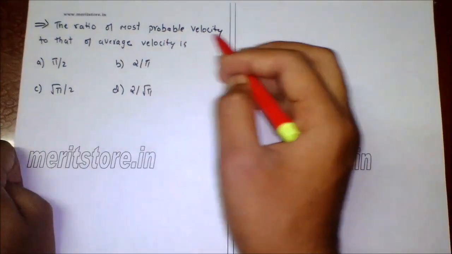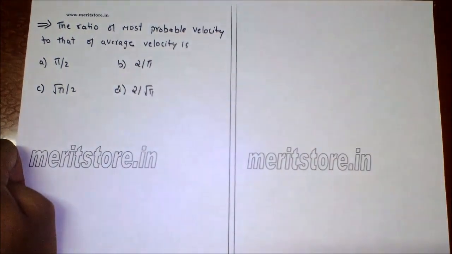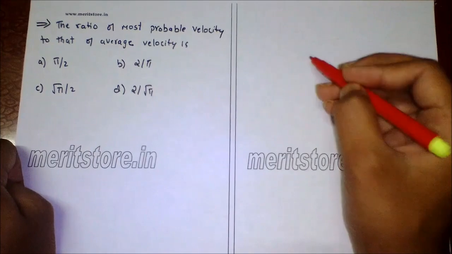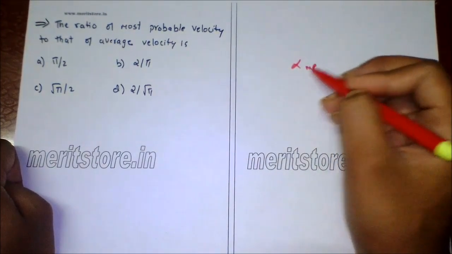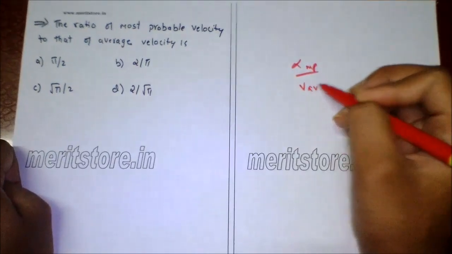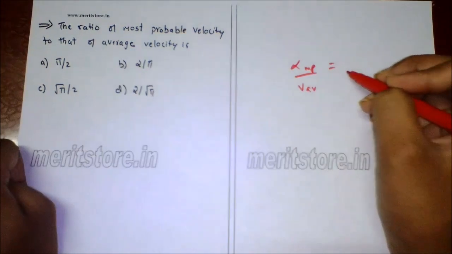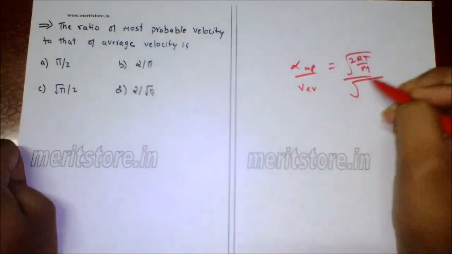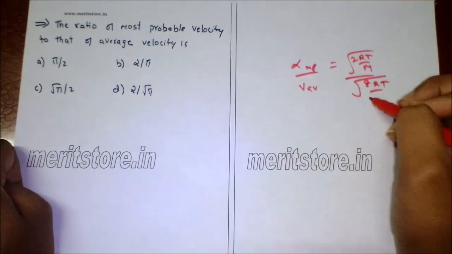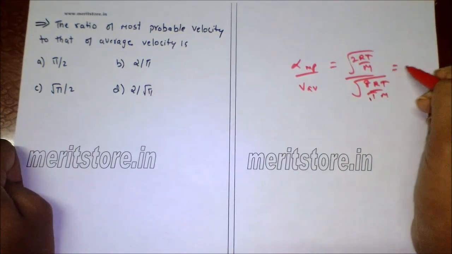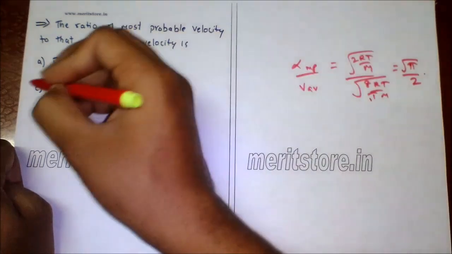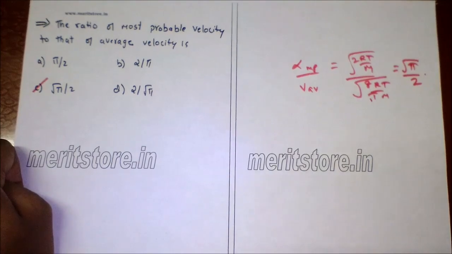The ratio of most probable velocity to that of average velocity is, so most probable velocity is mp and average velocity is this. Substituting the values, root of 2RT/m divided by root of 8RT/πm. So this comes out to be root of π/2. So option C is the correct answer.